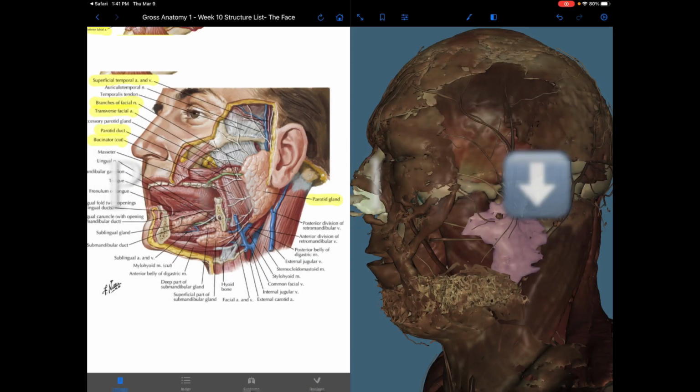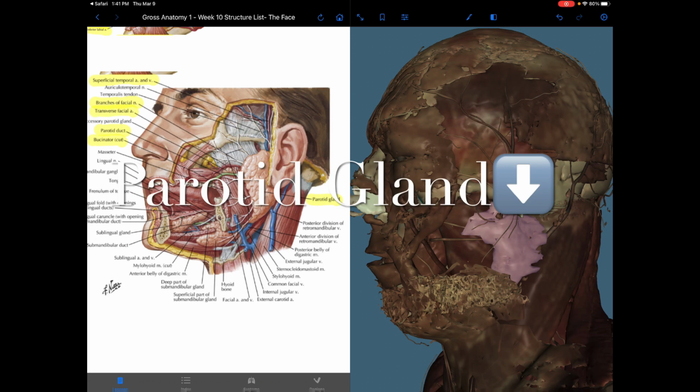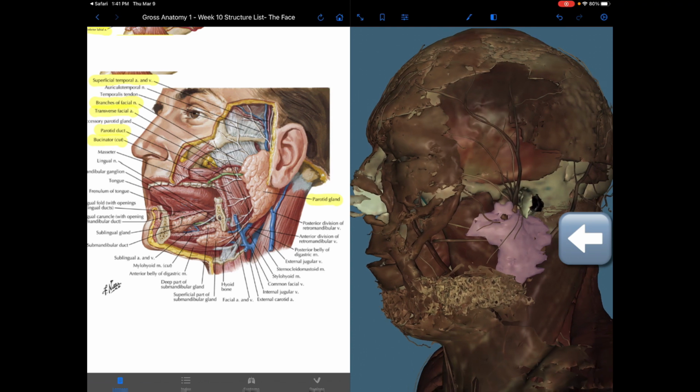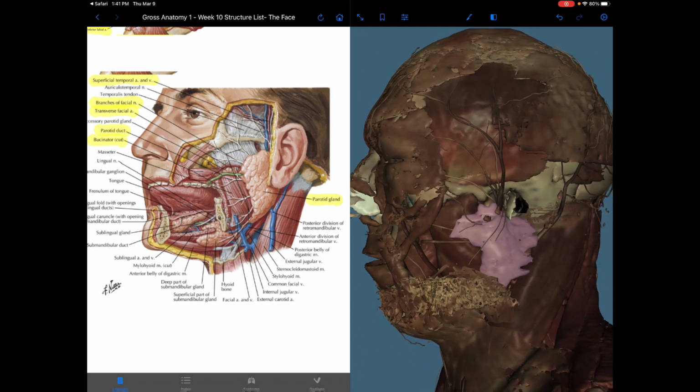One of the structures that we're going to find also in the face is the parotid gland, which is the largest of the major salivary glands. It is located anterior and inferior to the external acoustic meatus, in a deep hollow between the ramus of the mandible and the sternocleidomastoid muscle. It partly overlaps the masseter and the sternocleidomastoid muscles and is surrounded by the parotid fascia.